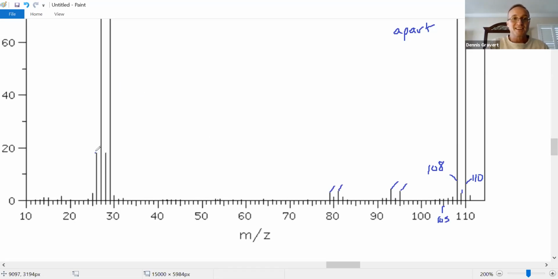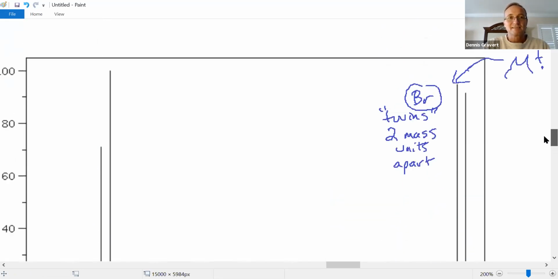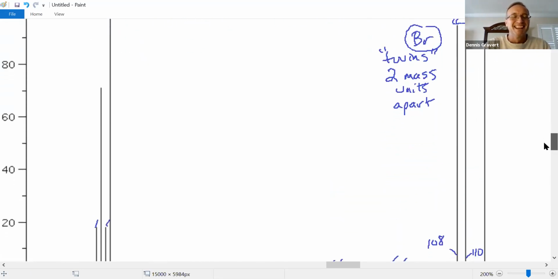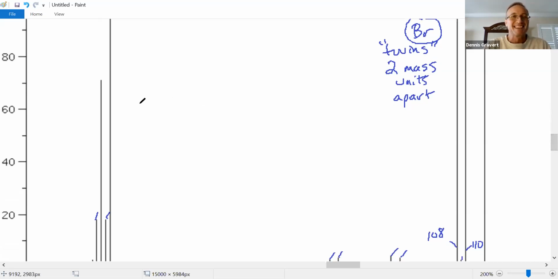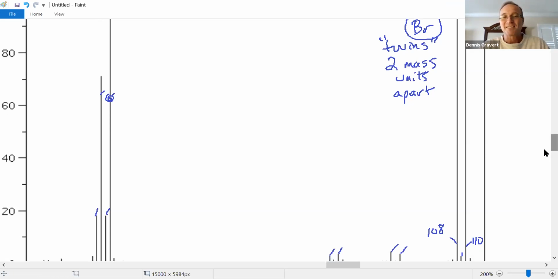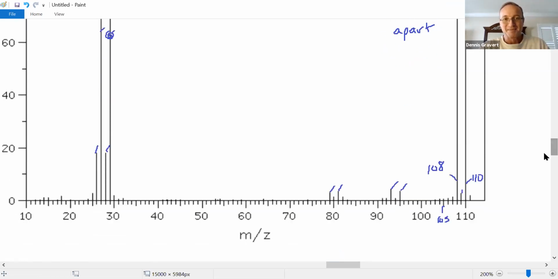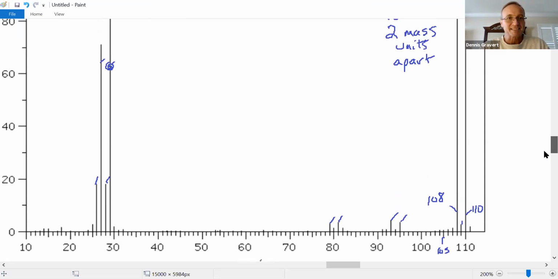Here's another twin right here. There's another twin up there. Ooh, that's not a twin. Well, actually, there's some overlapping peaks. I think the twins are in here, but there's also a fragmentation peak that's adding up here too. You don't have to have twins everywhere. Actually, that doesn't make any sense.